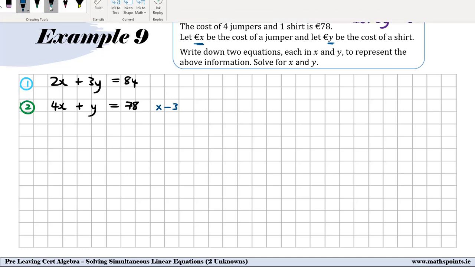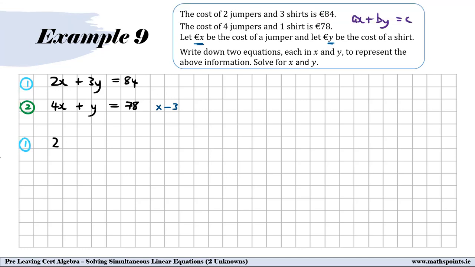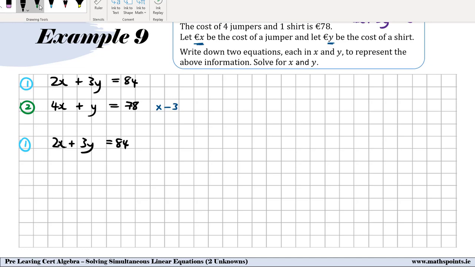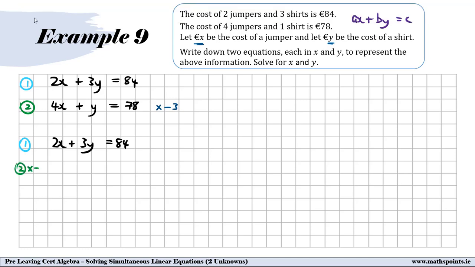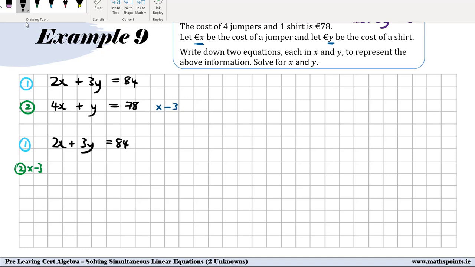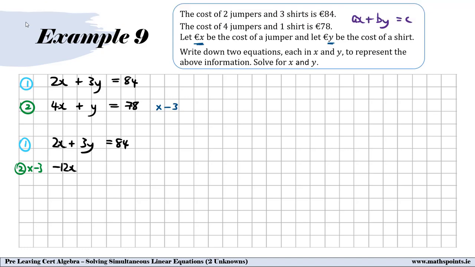So writing out both my equations again, equation 1, 2x plus 3y equals 84. And then multiplying all the terms in equation 2 by minus 3, I get that 4x times minus 3 is minus 12x, y times minus 3 is minus 3y, and 78 times minus 3 is minus 234. I'm going to draw a line underneath and add both lines. So 2x minus 12x is minus 10x. So 3y minus 3y gives me 0, and so the y's are eliminated. And then I have equals 84 minus 234 is minus 150.